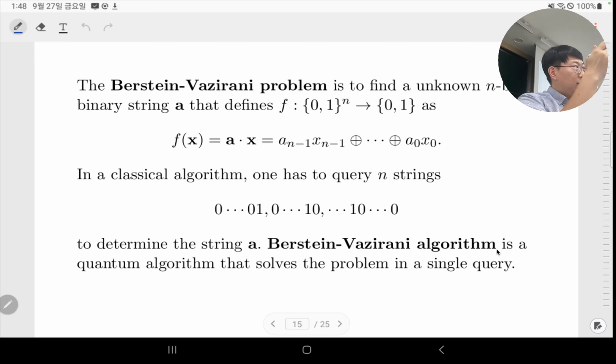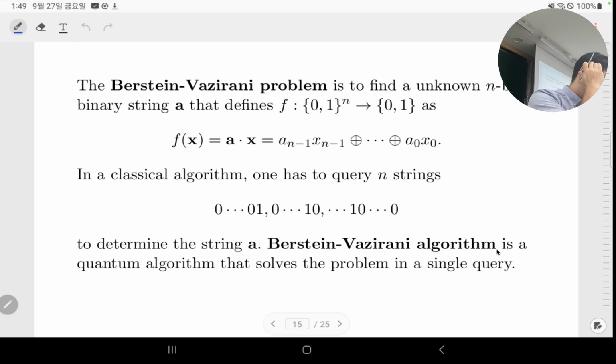So actually, I just said that we want the quantum algorithm that doesn't depend on the probabilistic outcome of the measurement, but will actually use the probabilistic nature of the measurement when we move forward. But here, Bernstein-Vazirani problem is still a deterministic algorithm.